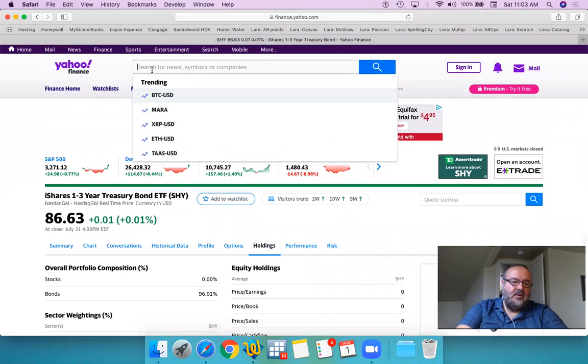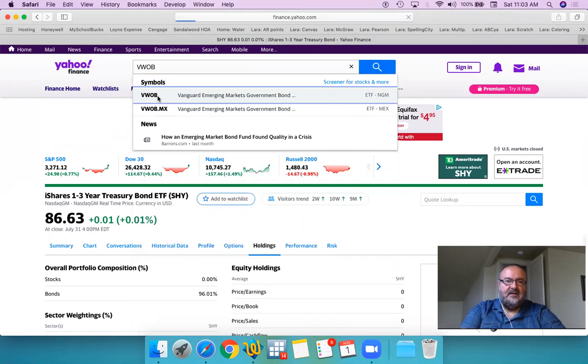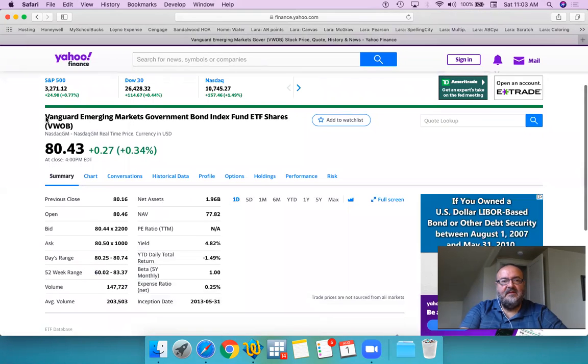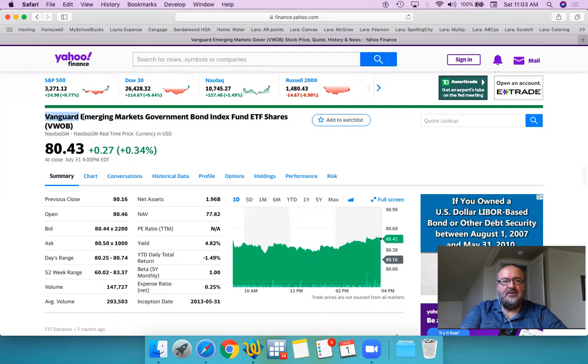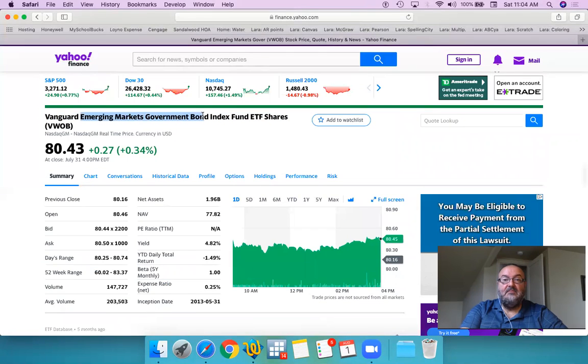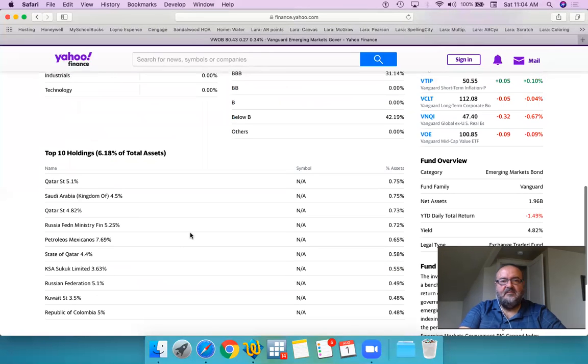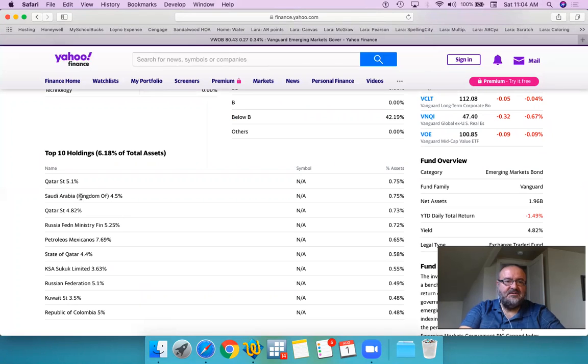But if I were to call out another ETF, and again, I'm not suggesting it, it's just one of the ones that I happen to know. This is managed by a company called Vanguard, and it actually holds emerging markets government bonds, bonds issued by governments. They're referred to as emerging market governments. And let's look at the holdings. Now, this one has bonds issued by Qatar, Saudi Arabia, Russia, Petróleos Mexicanos, State of Qatar, I think this is Malaysia, Russia, Kuwait, and Colombia.